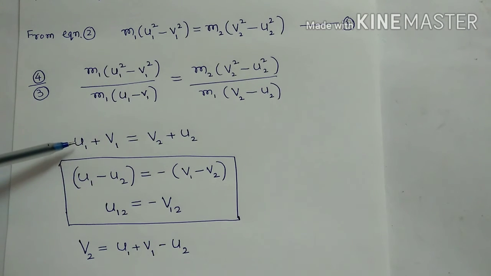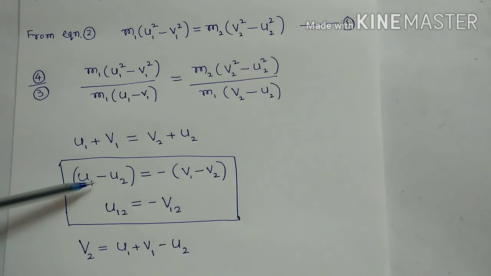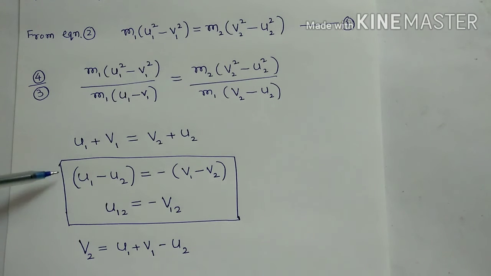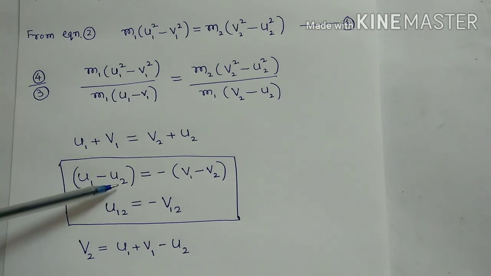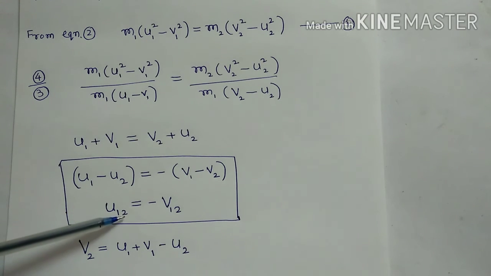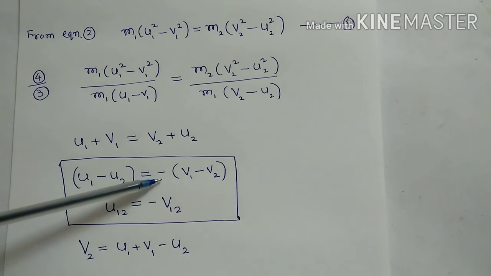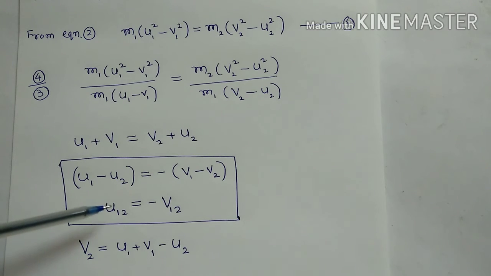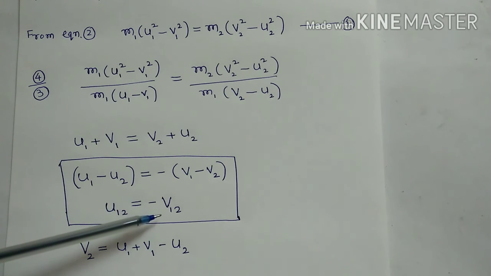So, I can write like this. I am bringing U2 this side. U1 minus U2 equal to minus of (V1 minus V2). Why did I write like this? U1 minus U2 is the relative velocity of particle 1 with respect to particle 2. I can write it as U12 equal to minus of the relative velocity of particle 1 with respect to particle 2 after collision. So, relative velocity before collision equal to minus relative velocity after collision.